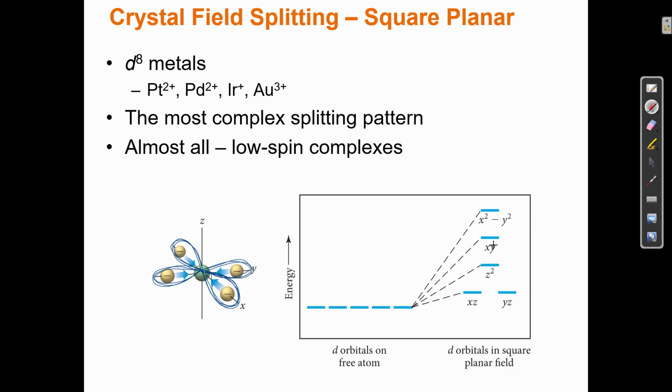XY is the one where the orbitals are in between the X and Y axes, so that is also going to interfere with this one somewhat. Z squared is the one where it's on top and down below, and there's that donut, so the donut is going to interfere with these a bit. And finally, XZ and YZ, the ones where the orbitals are in between the X and Z axes, or Y and Z axes, will interfere with this pattern the least. So the splitting pattern, what's going to happen to the d orbitals, depends on the geometry.